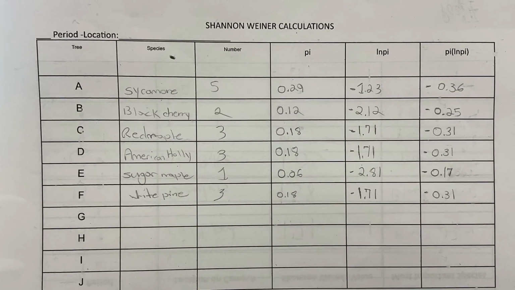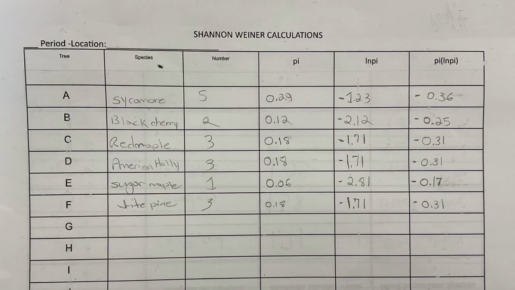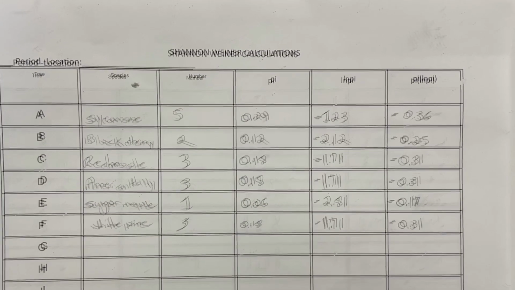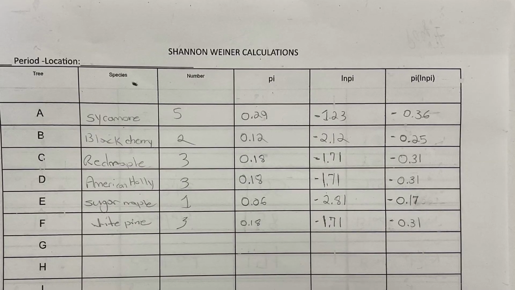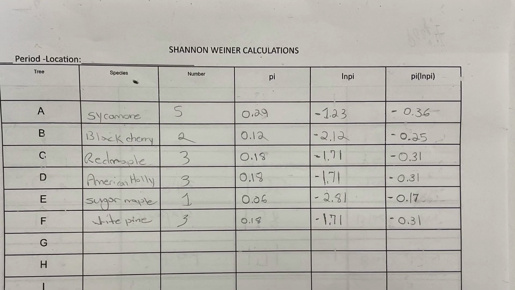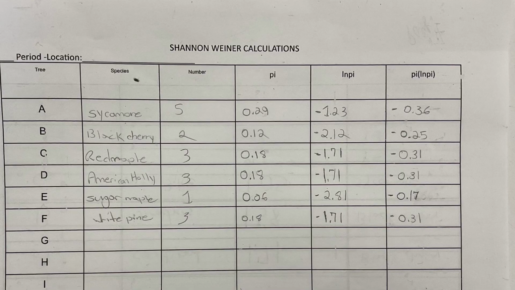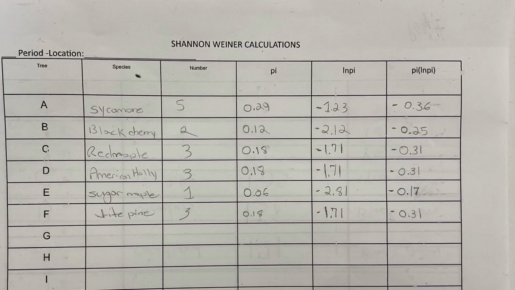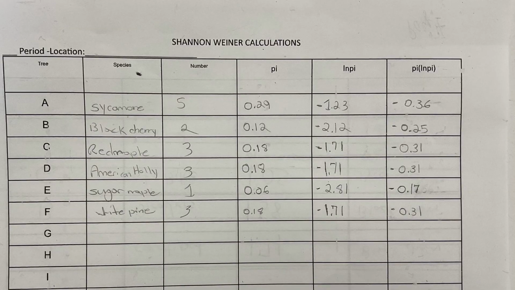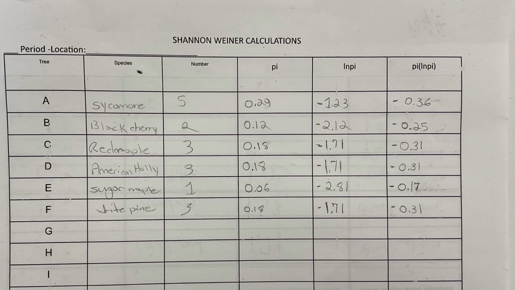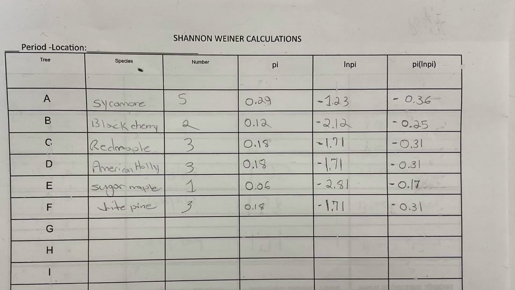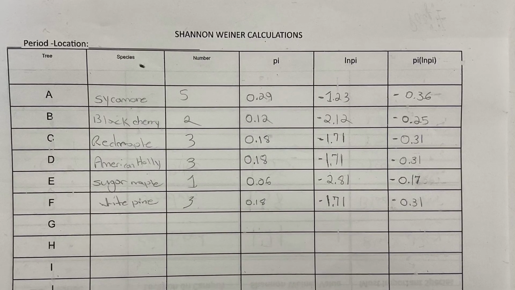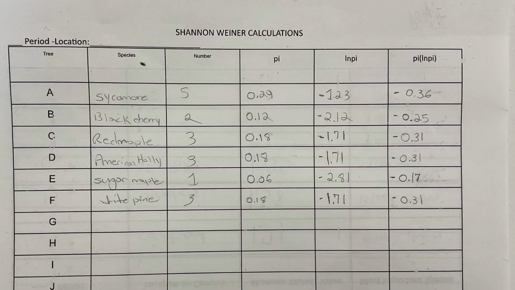And then for our final total of all the pi times ln pi values, I don't know if you can see it on the screen below, but it's 1.71. For our final answer, we wouldn't get a negative answer. That's basically how we do the Shannon-Weiner index. We take our species richness and species evenness and bring it all together to find out our number for biodiversity.